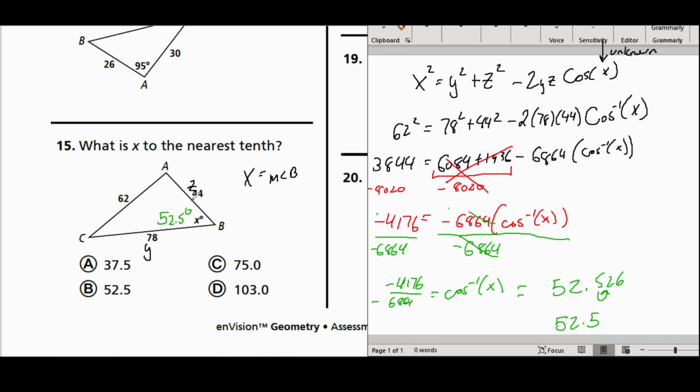All right. And now, it would be difficult, but we could use the law of sines now that we know that inside angle.